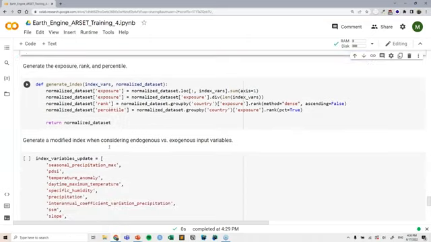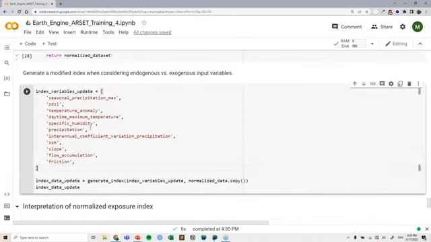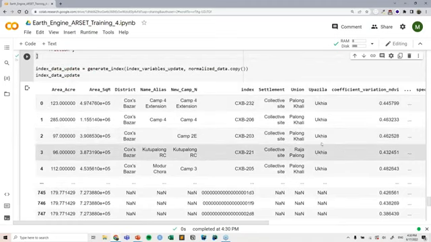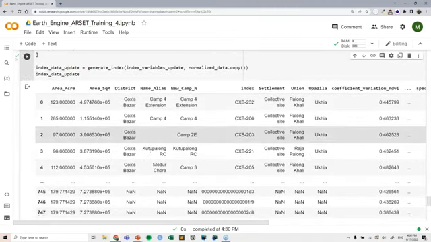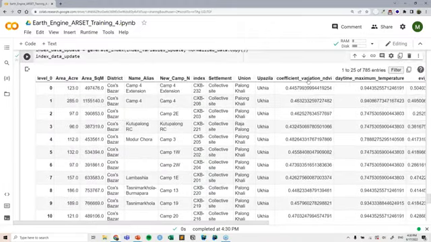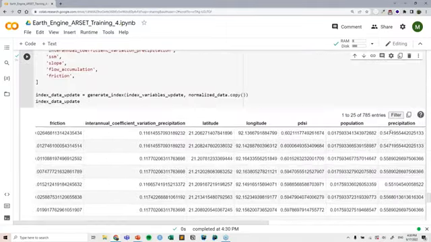The final step here is to generate the exposure, rank, index, and percentile. We do that by generating this function here that quickly calculates the exposure, the rank, and the percentile. Then we generate our subset of our exogenous variables as our index right here. Now we have, in addition to the actual, let me create this into an interactive notebook, in addition to our coefficient of variation, the actual percentile, which is over here.